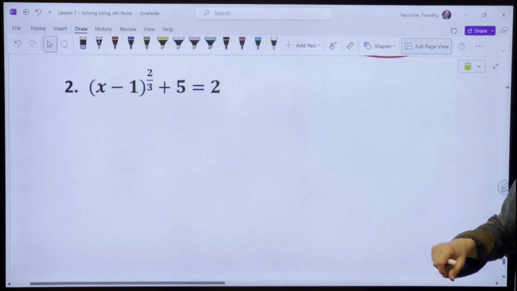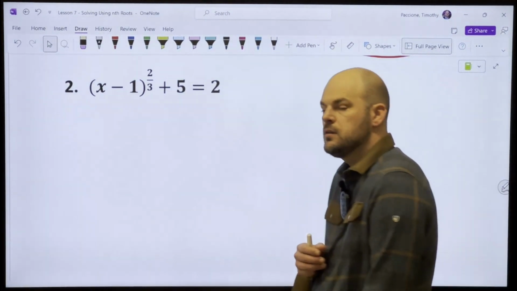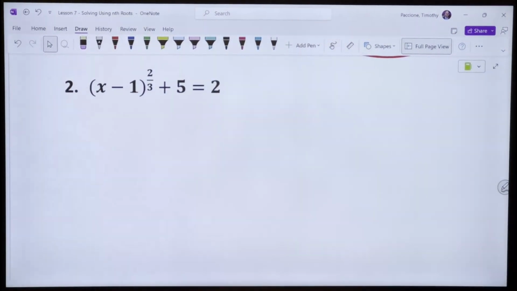Give it a shot. Hang in there. We're 2 problems left, then you get your homework.